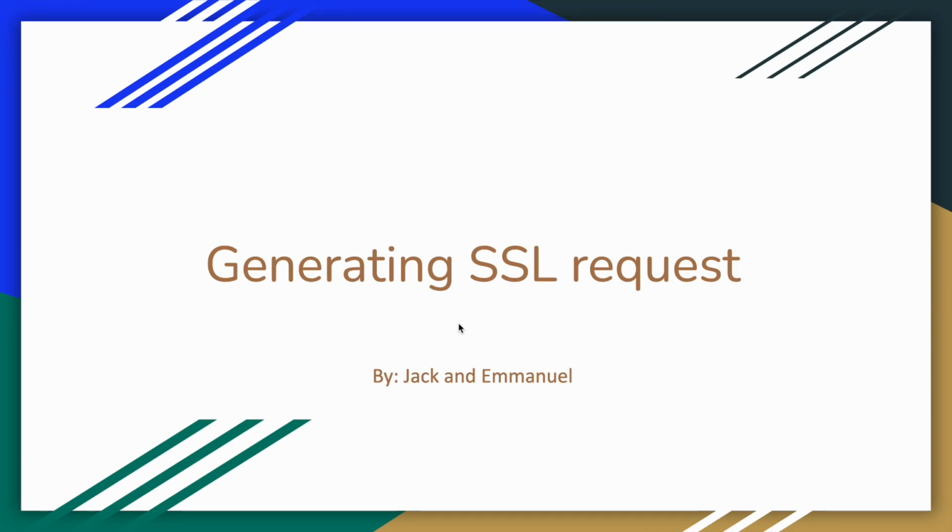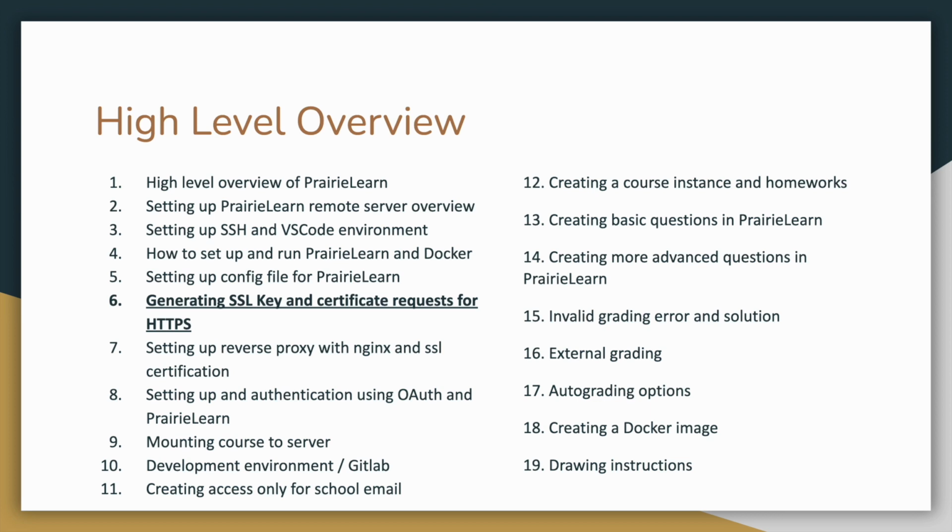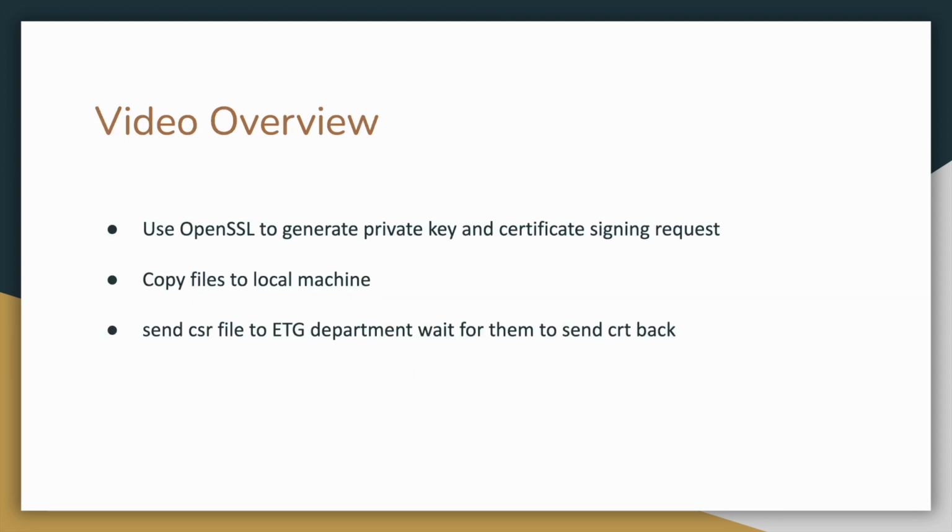Okay, so now we'll be generating the SSL request. So the higher level overview, we're on step 6 of the whole process. For the video overview, we're going to be using OpenSSL to generate the private key and certificate signing request. We're going to copy some files to a local machine, and then we're going to send this request file to the ETG department and wait for them to send the certificate back.